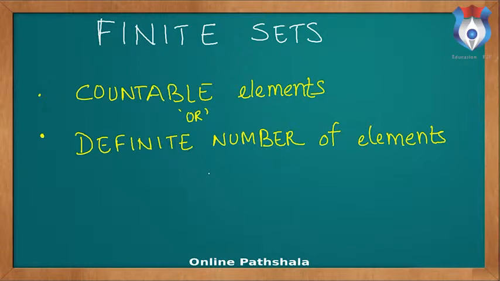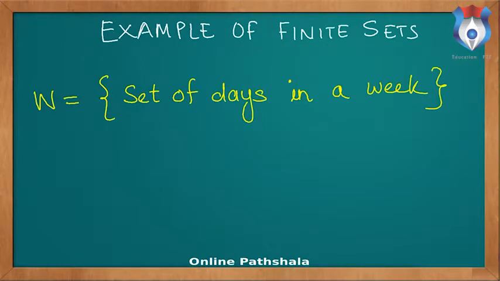Hi, let us continue our discussion on the different types of sets. In this video we will discuss what finite sets and infinite sets are. As the name implies, finite sets are sets that have countable elements, or in other words they have a definite number of elements, which simply means that you can count them. It is not a very huge number and you can put a definite number to the elements in the set. Let us understand using an example. Let us say that we have a set W which is the set of days in a week.